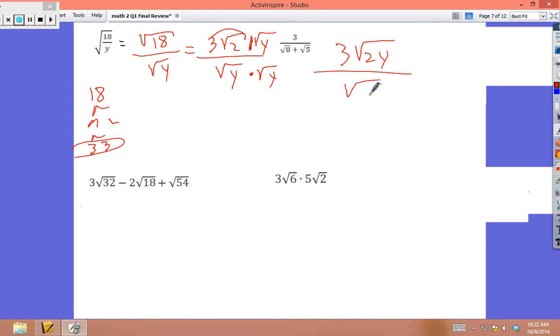Underneath, you've got a y times a y, which is a pair, which is a square, so it comes out. So your final answer: 3 times the square root of 2y. On the bottom, you've got y. You can have no radicals on the bottom.